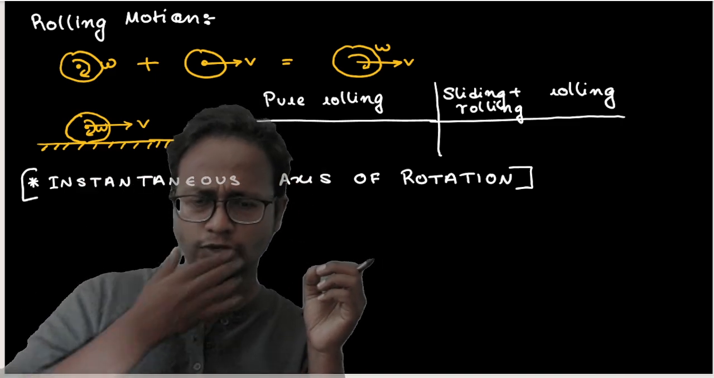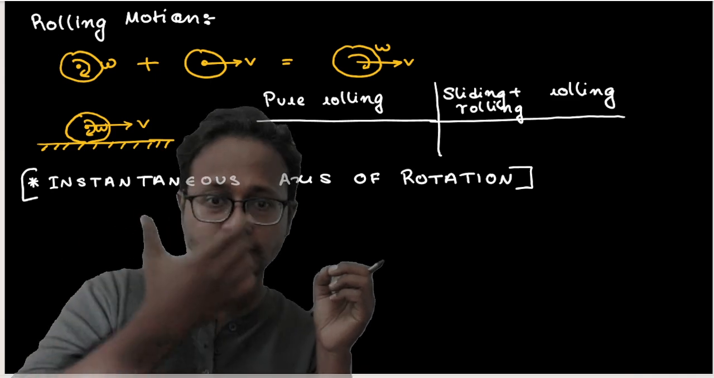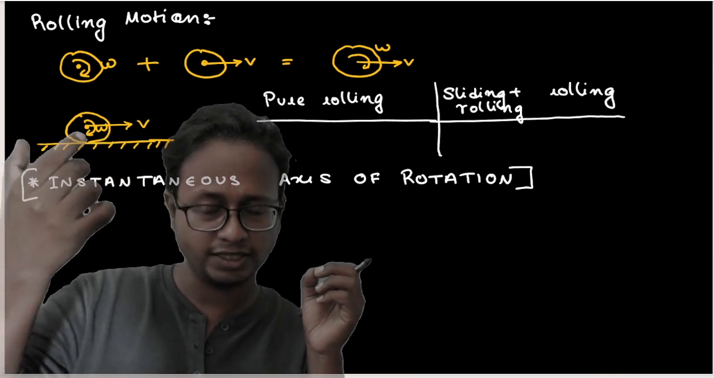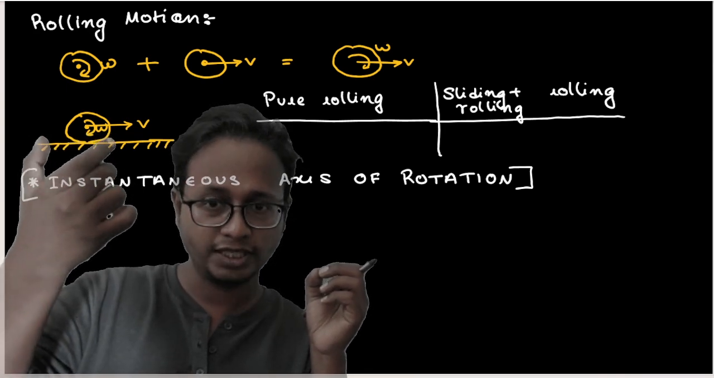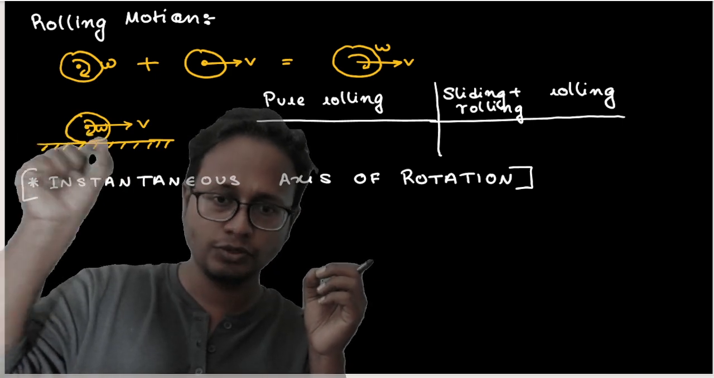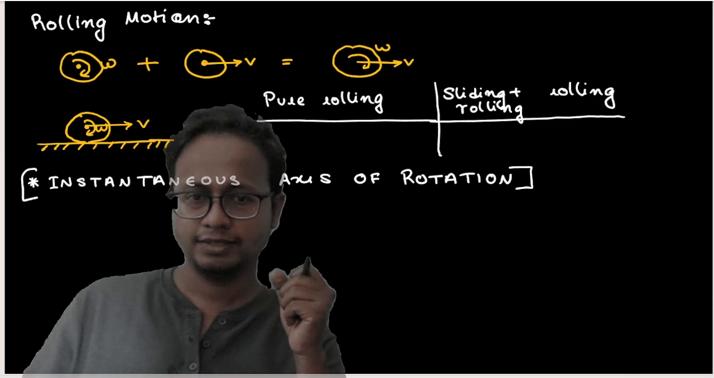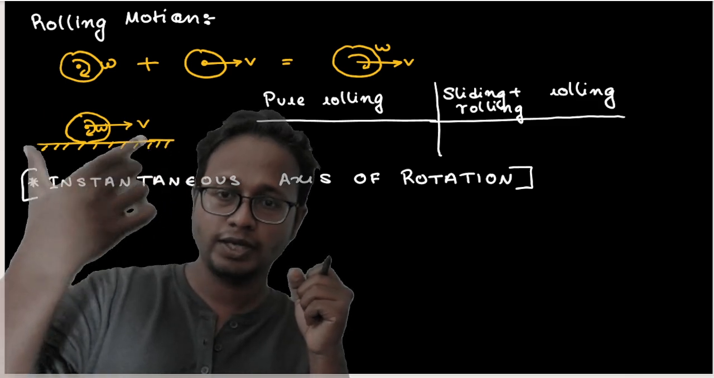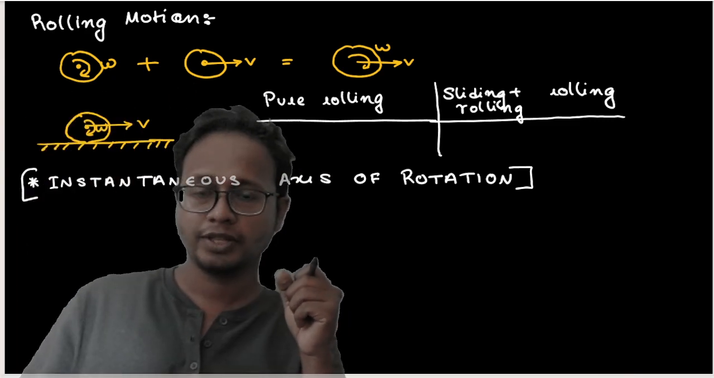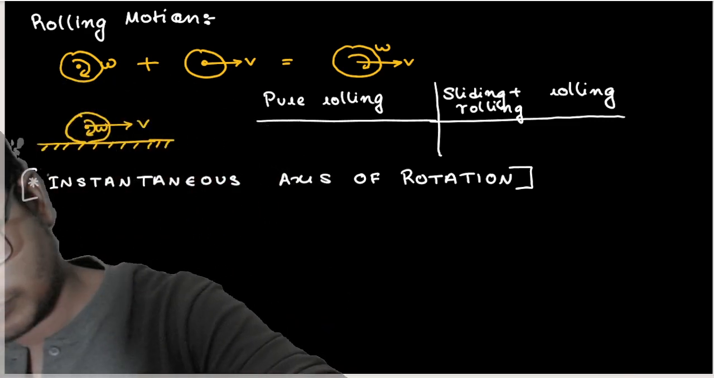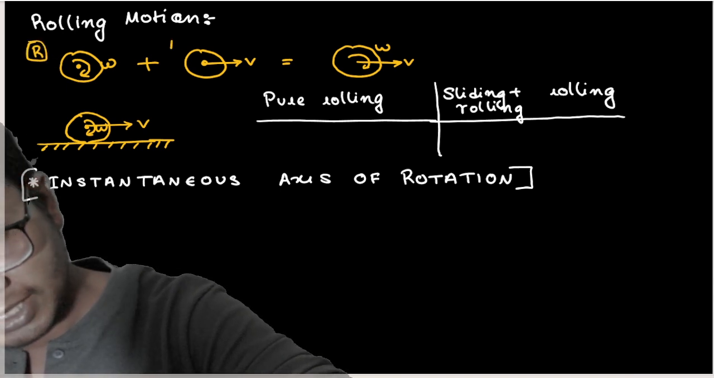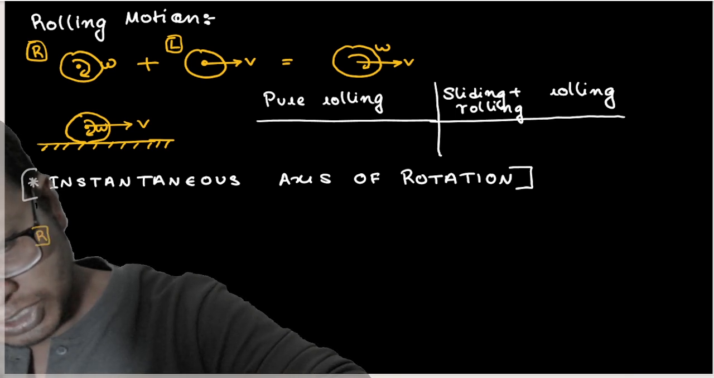What do you mean by that? The instantaneous axis of rotation is a point in this circle or disc or sphere or ring, whichever circular object it is. The axis is passing through that point, and the velocity of that point at that instant is equal to 0. Again, what do I mean by that? See, this rolling motion is divided into rotational motion plus linear motion. Now check this rotational motion.